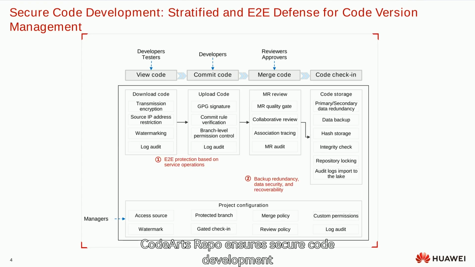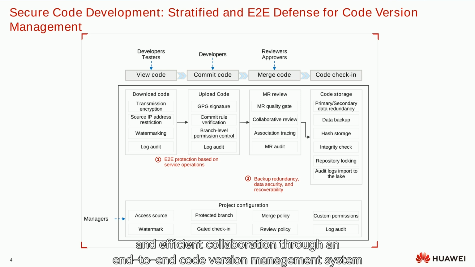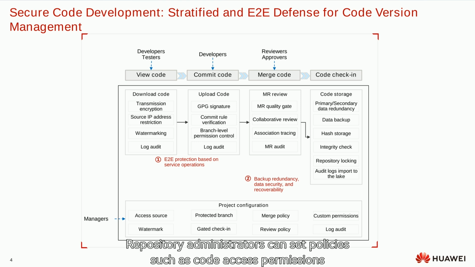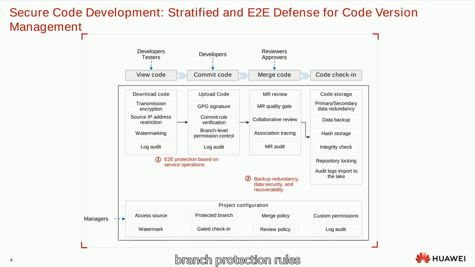CodeArts Repo ensures secure code development and efficient collaboration through an end-to-end code version management system. Repository administrators can set policies such as code access permissions, branch protection rules, merge request rules, custom permissions, watermark policies, gated code check-in, code review, and log audit to ensure compliant operations.